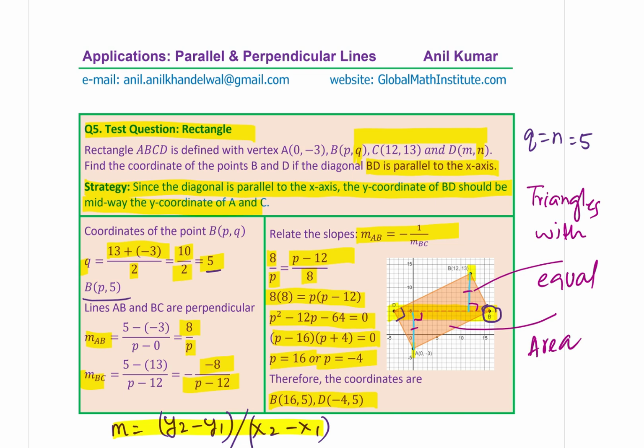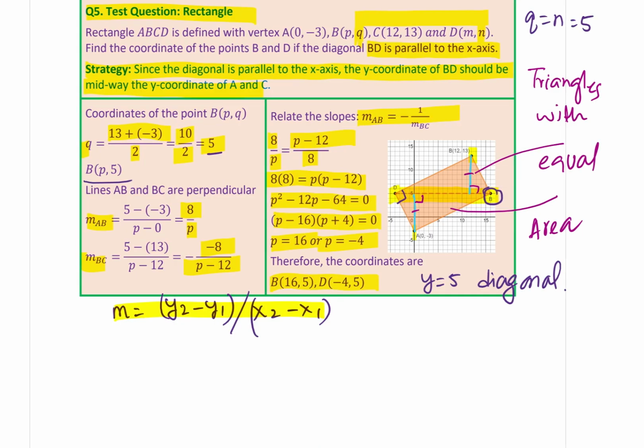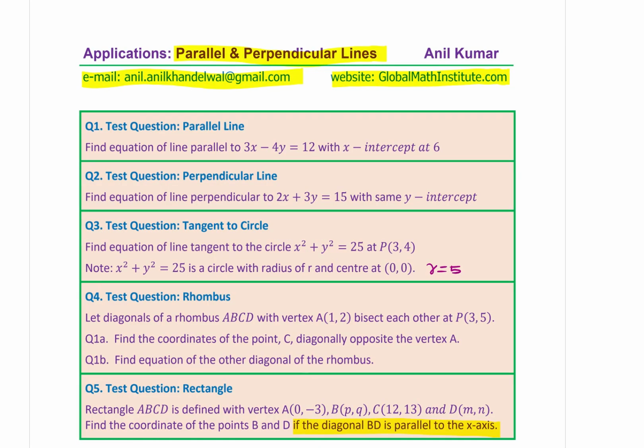Since the line is parallel to the x-axis, the diagonal here is y equals 5. Okay? So y equals 5 is the diagonal. So I hope that helps you to understand how we figure this out. That brings us to the end of the solutions of these 5 very important questions.